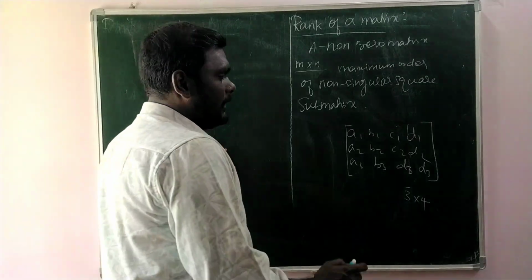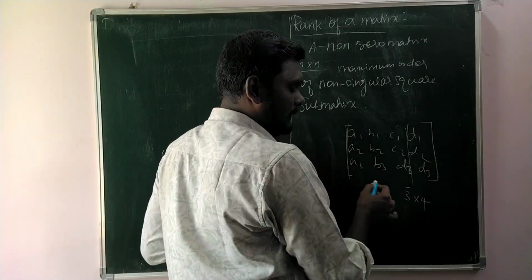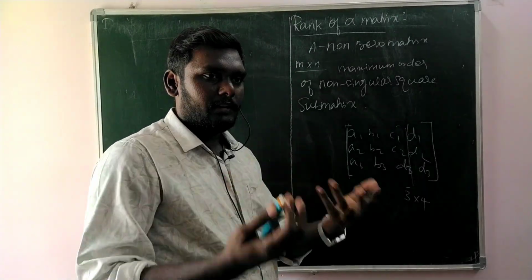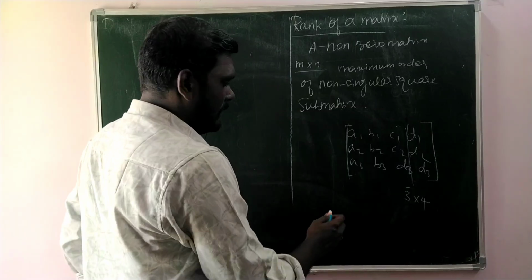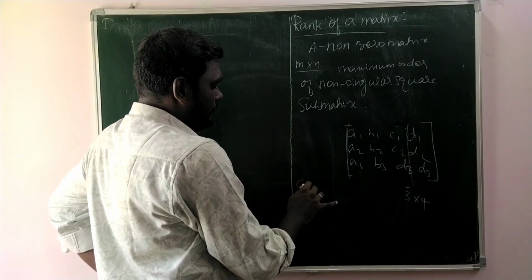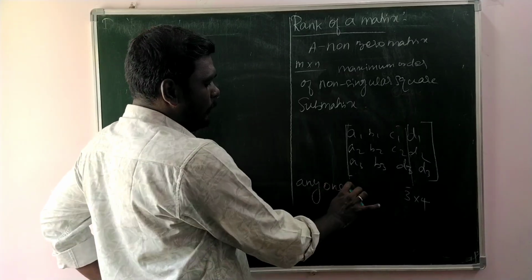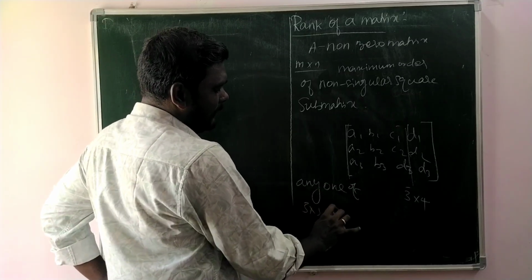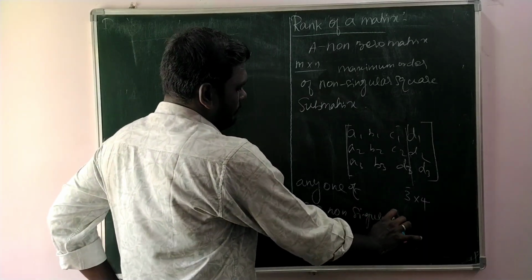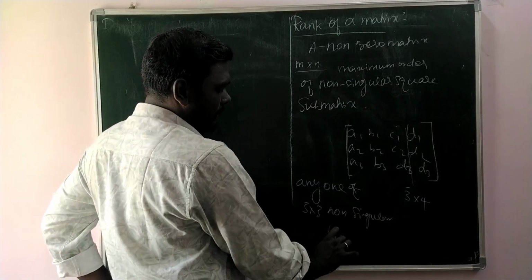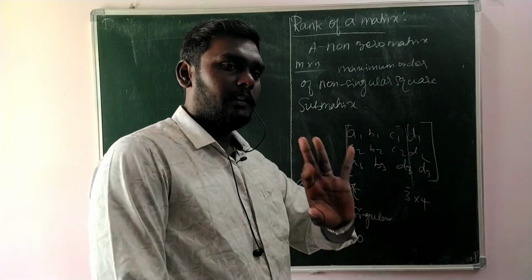So for the 3 by 3 square matrices, if at least any one of the 3 by 3 matrices is non-singular, which means the determinant of the submatrix is not 0, then we declare the rank is 3.